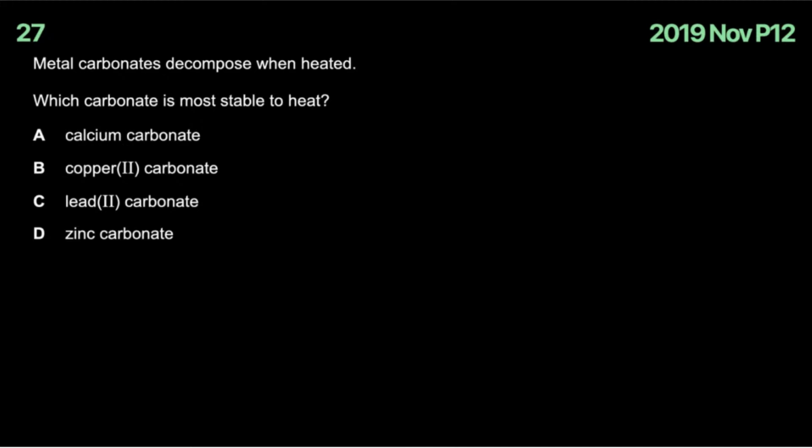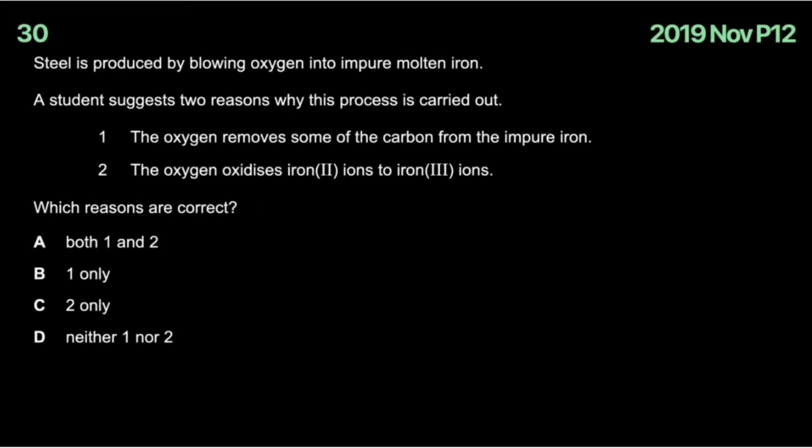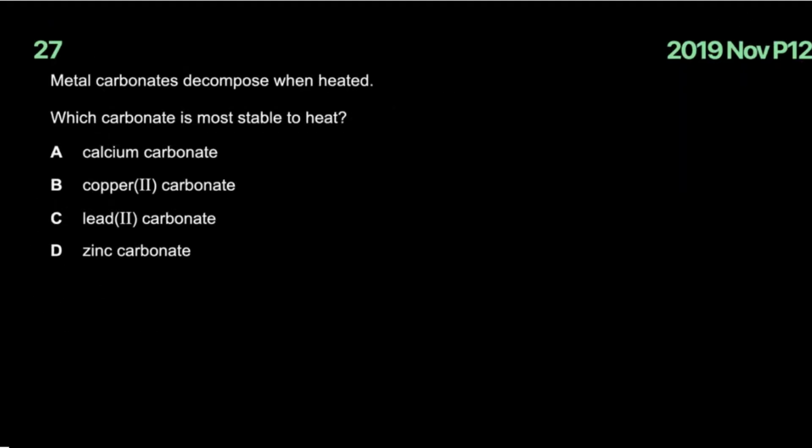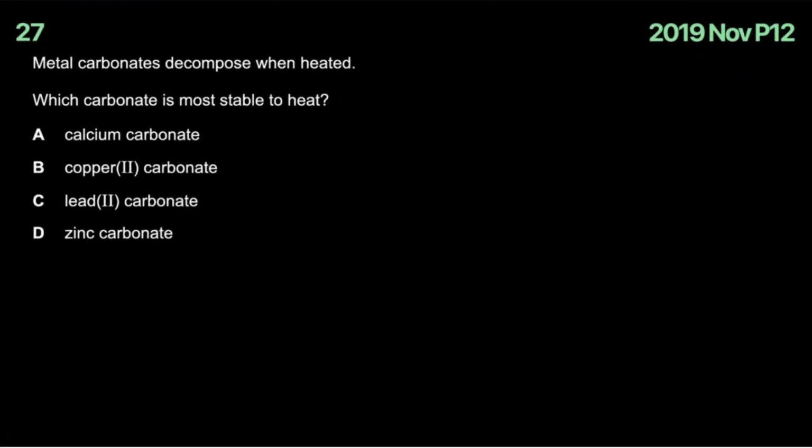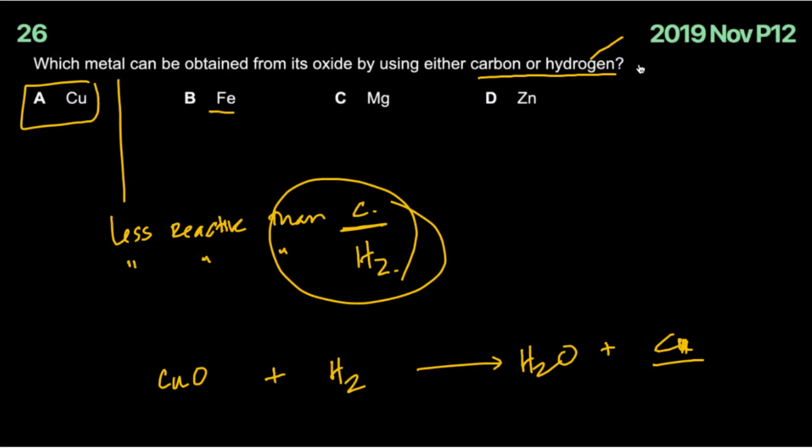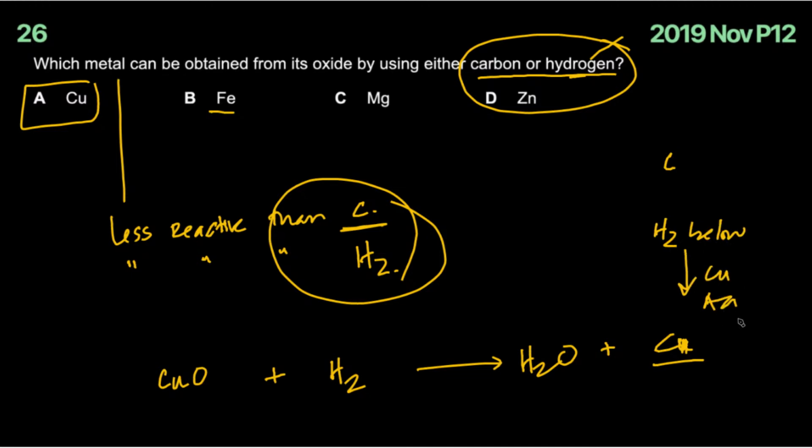Explain the previous one again, Rana. The idea of the previous one was that it has to be less reactive than hydrogen. If something can be extracted using hydrogen, it will be less reactive than even hydrogen. So what is below hydrogen in the reactivity series? Copper and silver. So copper and silver it is.